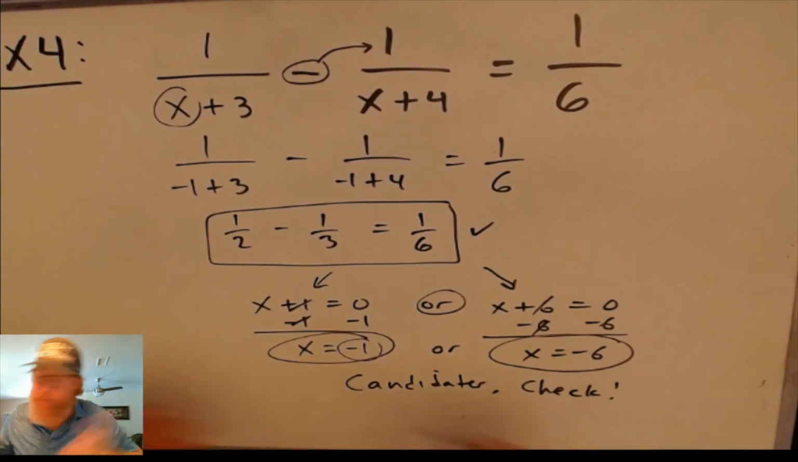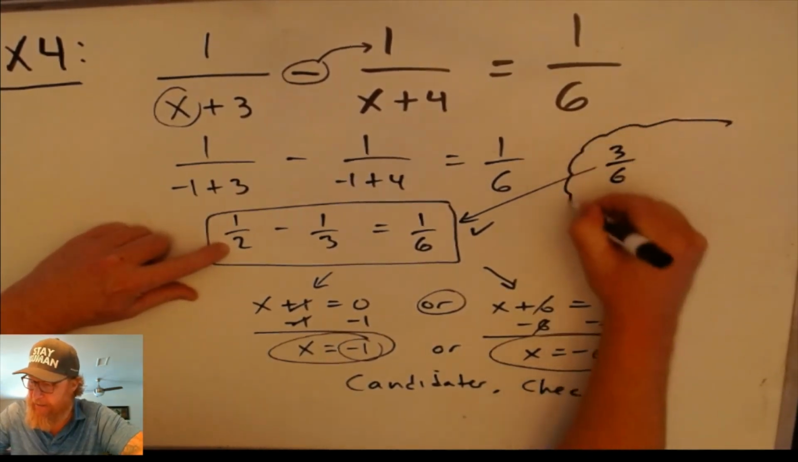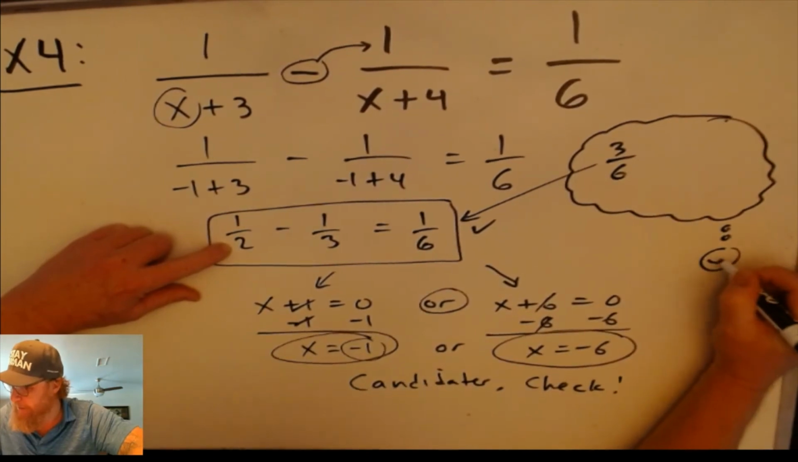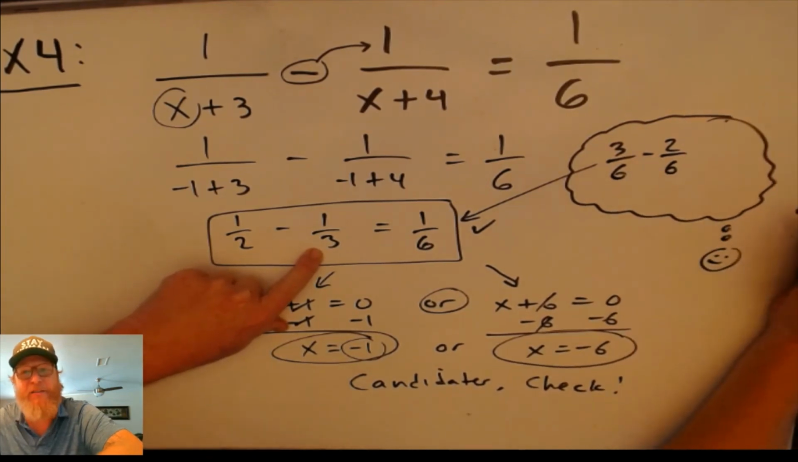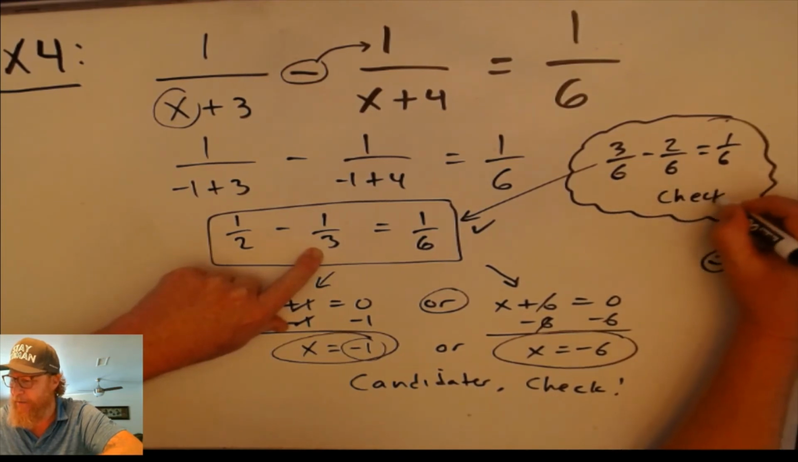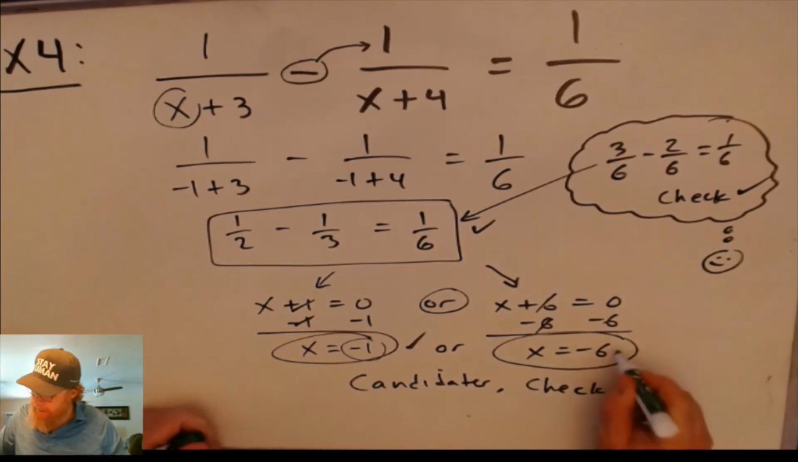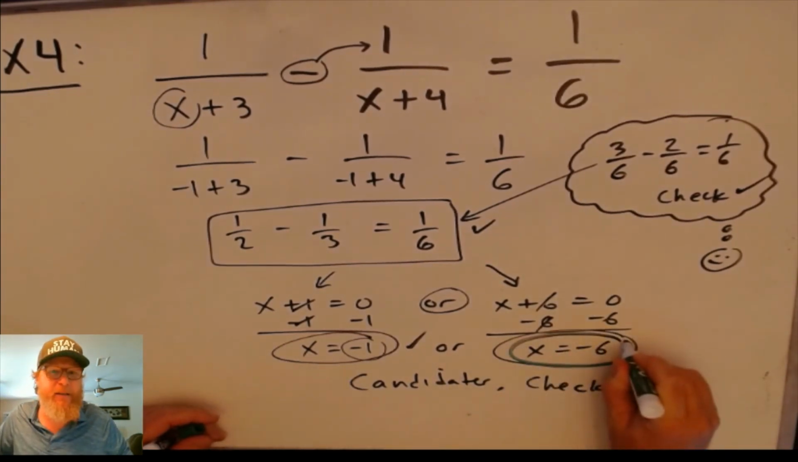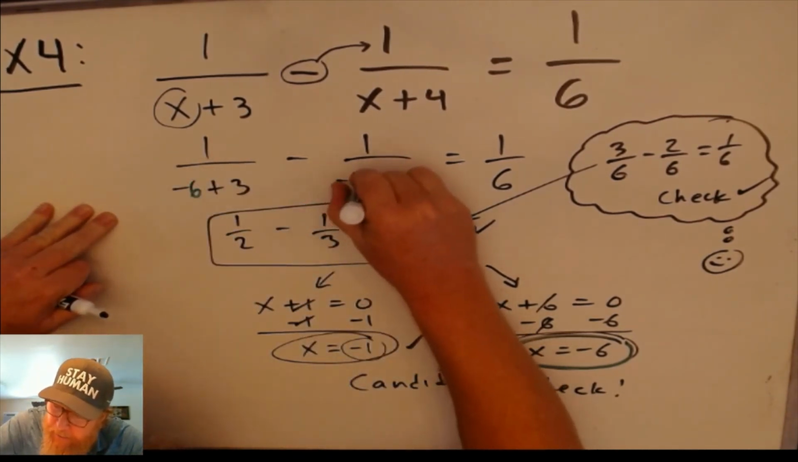If you want to see the math on this, it's a little bit of a step here. 1/2 is the same as 3/6. Hopefully you all remember your basic fractional arithmetic. 1/3 is the same as 2/6, and 3/6 minus 2/6 is 1/6. It checks. All right, so that candidate is good. Let's check the other candidate, -6. Here, I'm just going to kind of fudge the numbers a little bit. I'm going to replace that with a -6 and that with a -6.